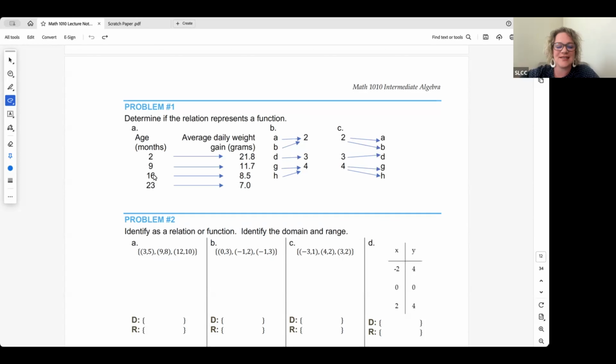2, 9, 16, and 23 are the months. That's the input, the age. And then the output corresponds to the weight in grams. You can see those values here.